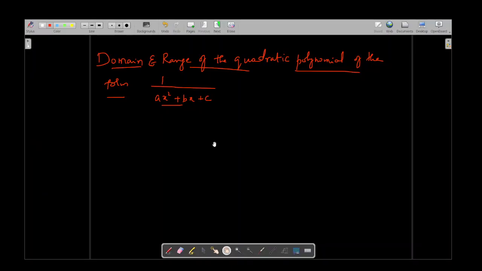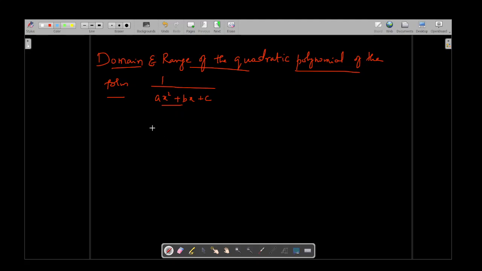Hello and welcome. In this video, we shall see how to find the domain and range of quadratic functions of the form 1 by ax square plus bx plus c. Before we solve actual problems, let us look into some basic concepts. Let us take some quadratic polynomials of this form and see how these functions look.